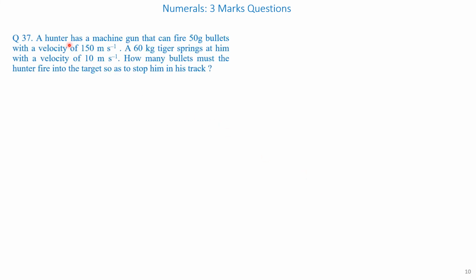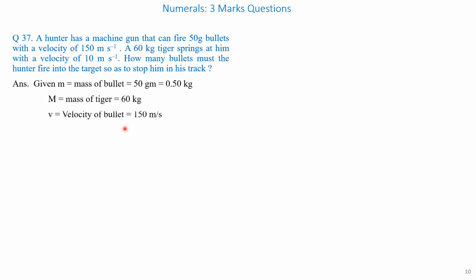Question number 37. A hunter has a machine gun that can fire 50-gram bullets with a velocity of 150 meters per second. A 60 kg tiger springs at him with a velocity of 10 meters per second. How many bullets must the hunter fire into the target so as to stop him in his tracks? Given mass m of the bullet is 50 grams, the mass of the tiger is 60 kg, and the velocity of the bullet is 150 meters per second.